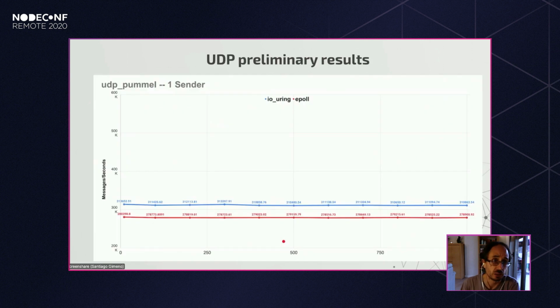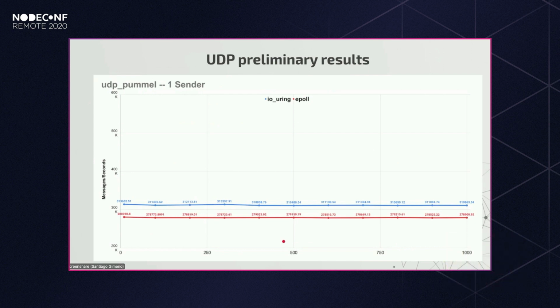In the following charts, we're going to see the results of the UDP pummel libuv benchmarks with 1 UDP sender, 10 senders, 100 senders, and 1,000 senders. The x-axis represents the number of receivers, that means UDP handles receiving traffic. And the y-axis, the number of messages per second. Blue for the io_uring backend and red for the epoll backend.